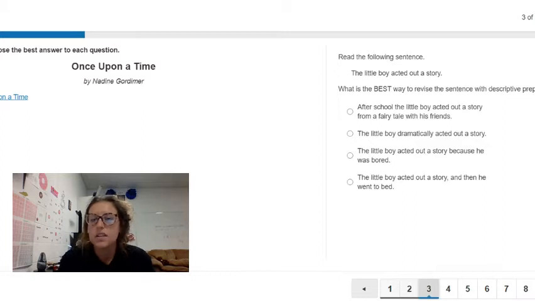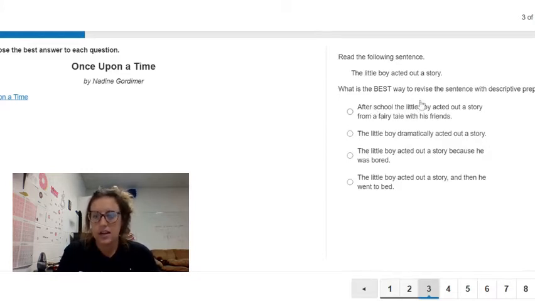Moving on. The little boy acted out a story. What is the best way to revise this with descriptive prepositional phrases? Okay. After school, the little boy acted out a story from a fairy tale with his friends. So it told us when, right? After school. Who? The little boy. We already had that one.